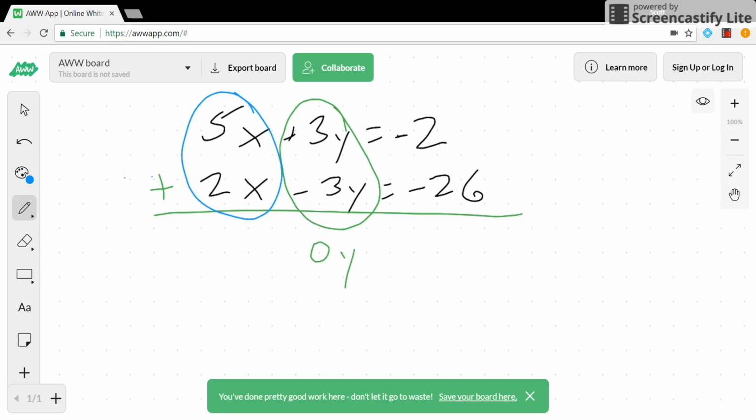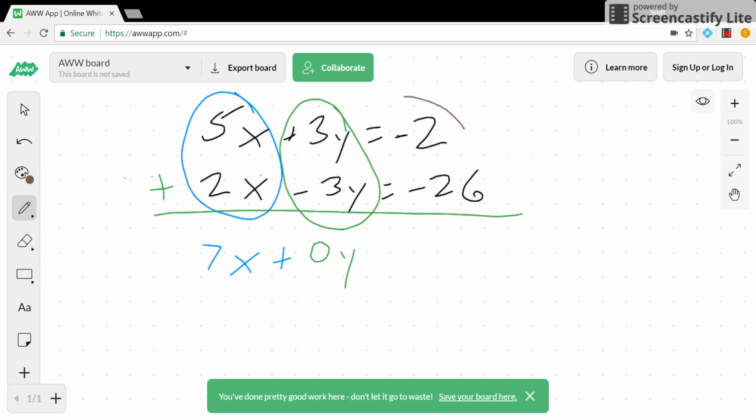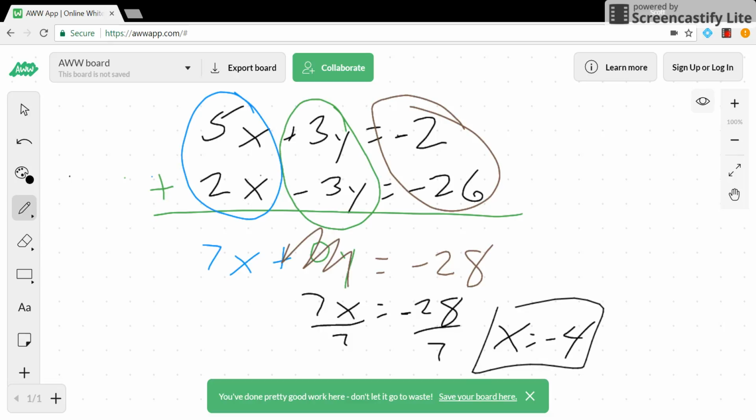So I have to add the 5x and the 2x. 5 plus 2 is 7, so that's 7x. If I want to think about it, it's really plus the 0y, but I don't really need that 0y. And then on the end here, it's still equal to a negative 2 plus a negative 26. Well, that's a negative 28. So I'm left over now, if I want to rewrite this equation, with 7x equals negative 28. And this is a pretty straightforward one-step equation. Divide both sides by 7, and I end up with x is equal to negative 4. We eliminated y to figure out what x is, negative 4.